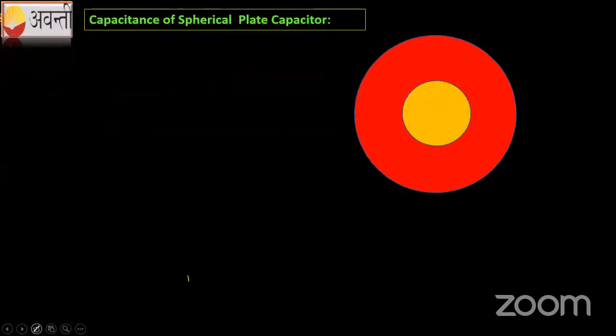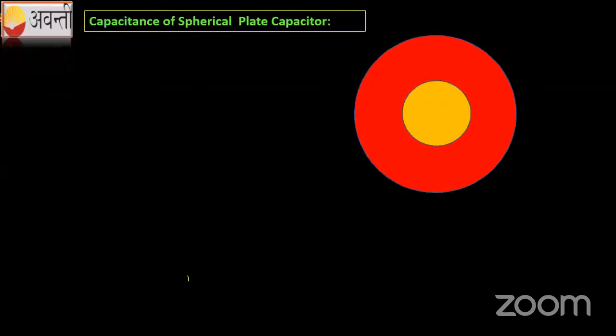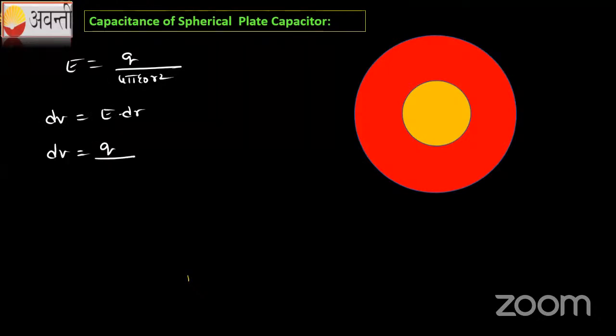देखो, ध्यान से देखो. E value we got q divided by 4 pi epsilon naught into r square. dV value we got E dr. Now I will substitute this value here. dV is equal to, in the place of E, q by 4 pi epsilon naught into r square into dr. Correct now? dV is there.